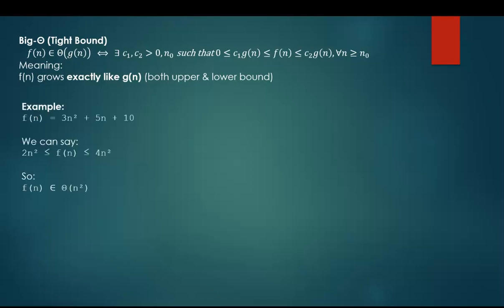Take the same example. f of n is equal to 3n squared plus 5n plus 10. So you can say that 2n squared is less than or equal to f of n, which is less than or equal to 4n squared. It grows exactly like this, right? So f of n belongs to theta of n squared.